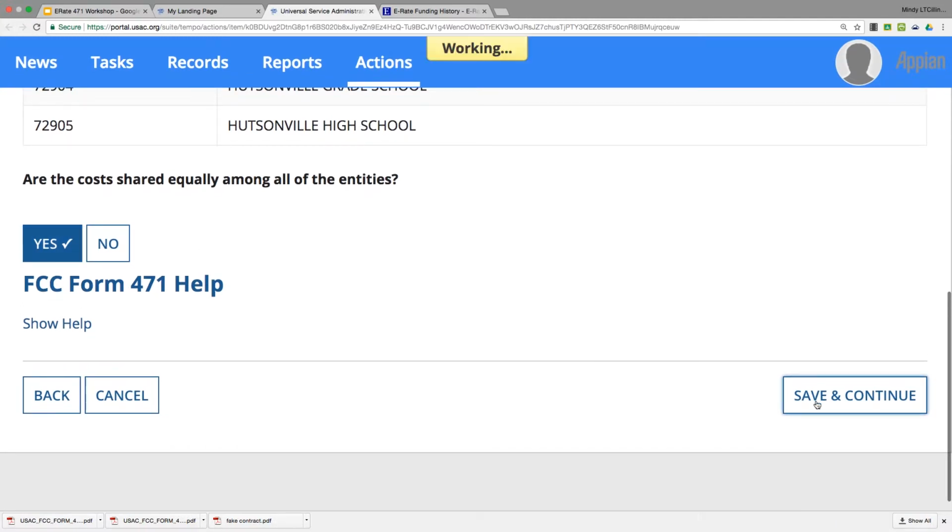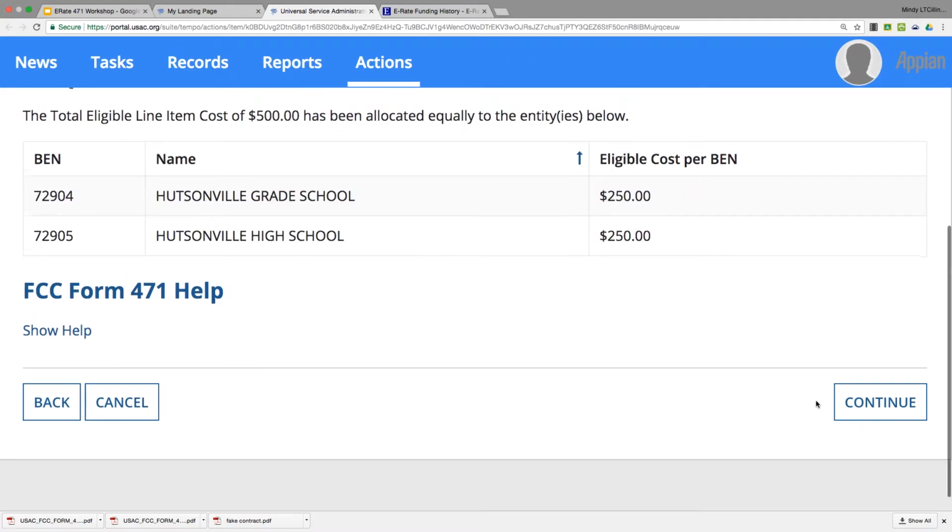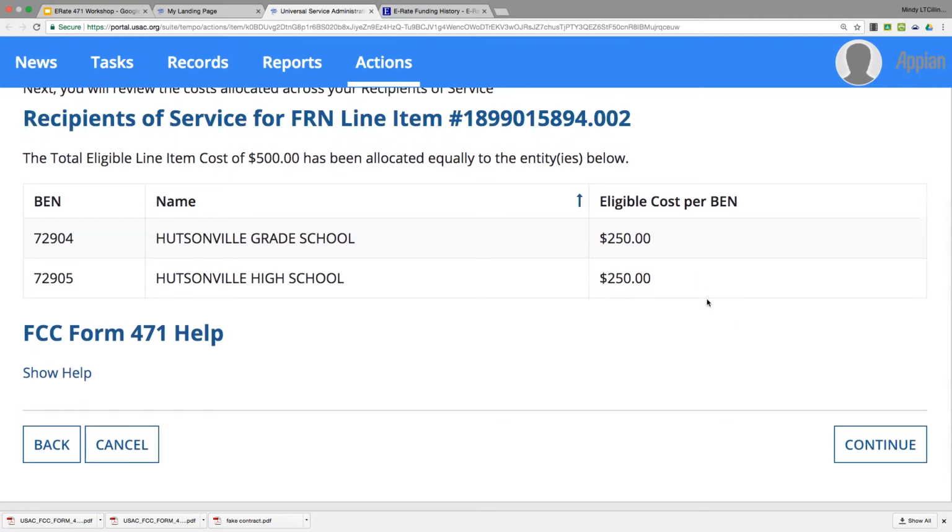Save and continue. And the next page should automatically do the math for me. And it did split it equally, $250 per building. So it's managing my whole network for both buildings, and I can do it equally that way. So those are your two options. You can say no and configure the funds yourself, or yes, and it will do the math. It does do it equally.